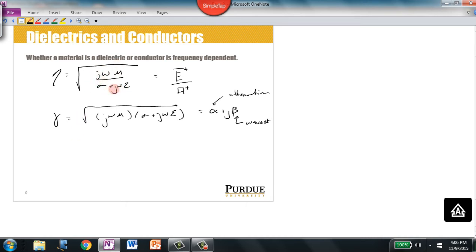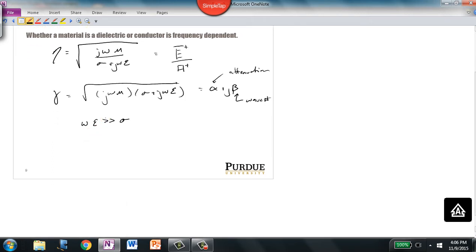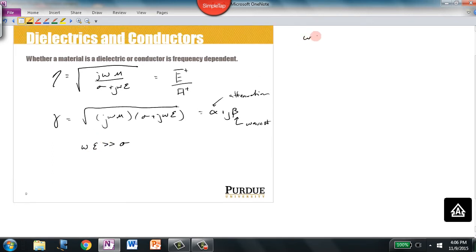And so the first situation we're going to look at is when the omega times epsilon product, so omega epsilon, is much, much larger than sigma. And this can either be because frequency is high or because sigma is particularly low. And in this case, eta, the intrinsic impedance, is just going to simplify down to the square root of mu over epsilon.